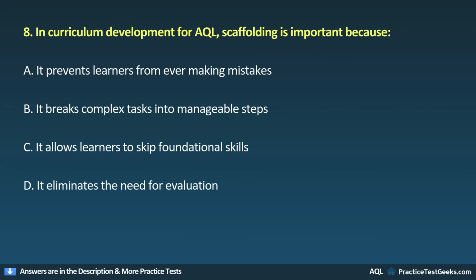8. In curriculum development for AQL, scaffolding is important because: A. It prevents learners from ever making mistakes. B. It breaks complex tasks into manageable steps. C. It allows learners to skip foundational skills. D. It eliminates the need for evaluation.